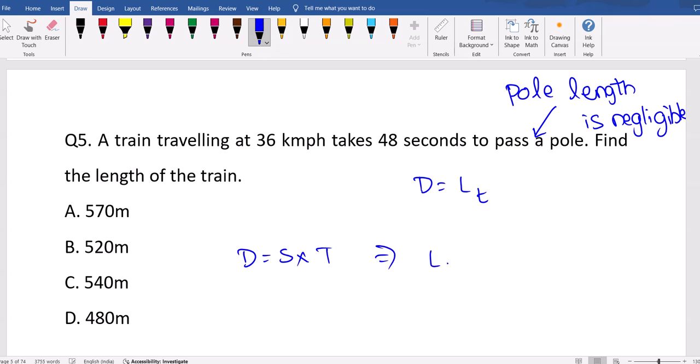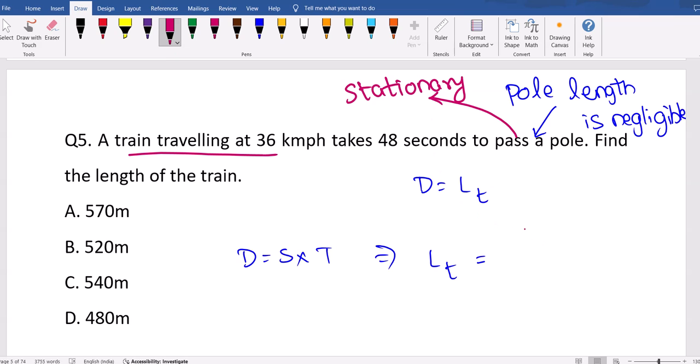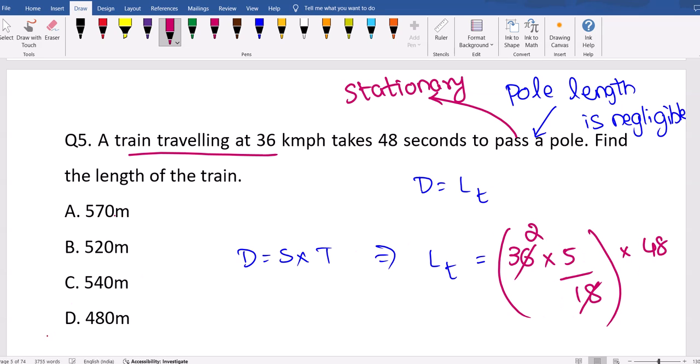Here, distance is length of the train. Speed is train speed only. Pole is constant, a fixed object. Train crossing a moving object or stationary object, this is a stationary object. So speed will be speed of the train, 36. But listen, distance they want in meters and timing is in seconds. We need to convert this with 5 by 18, converting kilometer per hour to meter per second. Timing is 48. We got 480 meters as the distance.